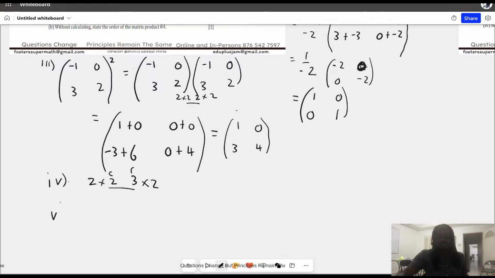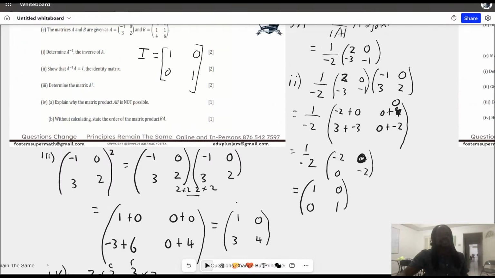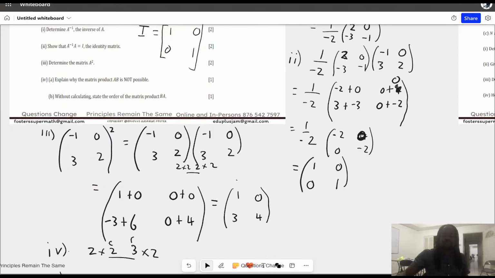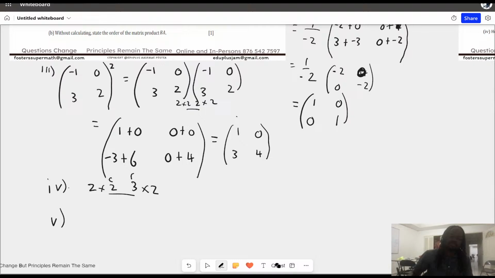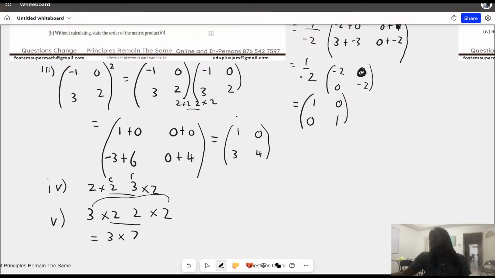Final question. It then says, without calculating, state the order of BA. So BA means B has to come first. B is a 3 by 2. A has to come second. A is a 2 by 2. They can be multiplied. That's why they're asking us about the order of the answer. The order of the answer will always be what's on the outside. So that's a 3 by 2.